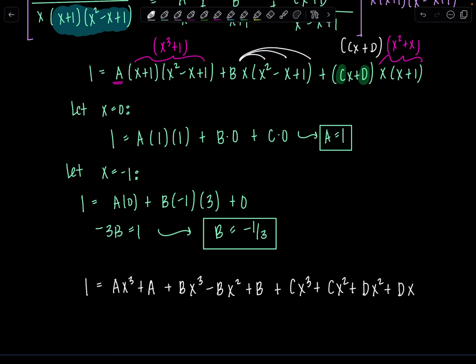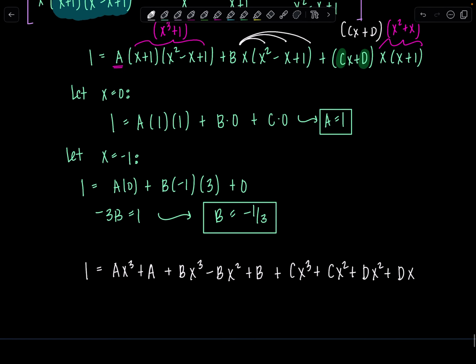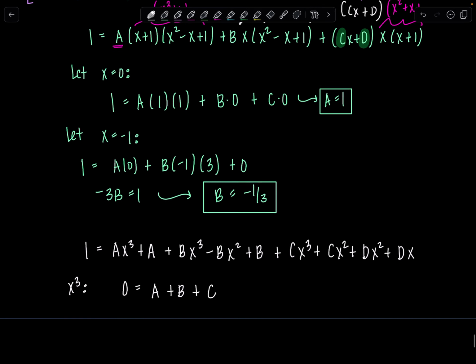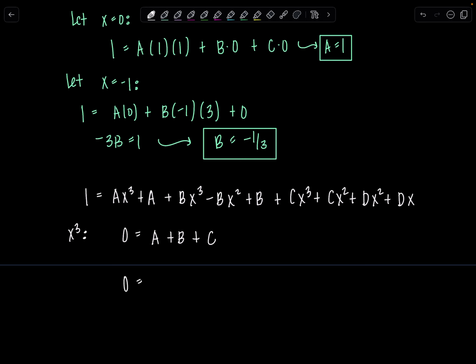Okay, so let's see. Let me set the coefficients equal for, let's start with x cubed. So there's 0x cubed on the left, and then I have Ax cubed plus Bx cubed plus Cx cubed. Oh, this is perfect because I know what A and B are, so I can find C. So I have 0 equals 1 minus 1/3 plus C. So then that means C is negative 2/3. Yay. That was pretty painless. I'm glad I already had A and B. This makes this process easier.